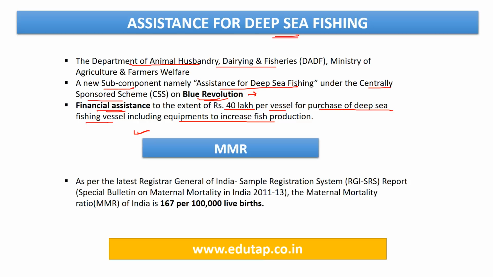The next news relates to maternal mortality rate in the country. Recently, data has been released by the Registrar General of India, the Sample Registration System report for the year 2011-12 of India. According to this report, the maternal mortality ratio in India has been estimated at 167 per 1 lakh live births in the country. So this is an important data which could be asked in the MCQs related to our exam.